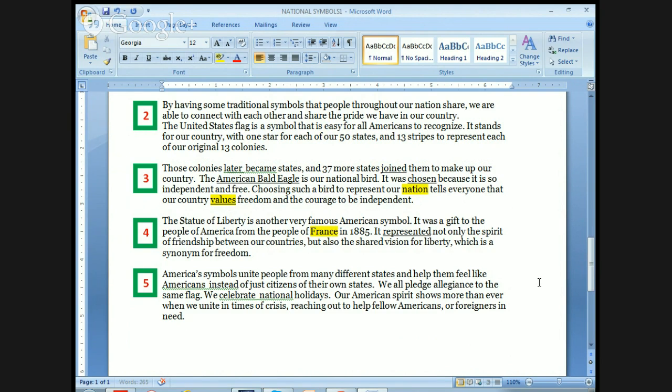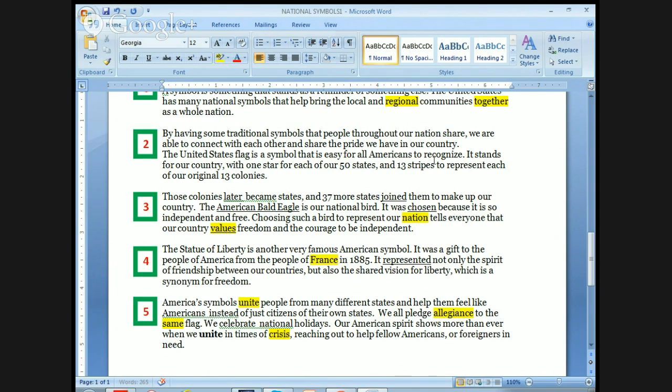American symbols unite people from many different states and help them feel like Americans instead of just citizens of their own state. We all pledge allegiance to the same flag. We celebrate national holidays. Our American spirit shows more than ever when we unite in times of crisis, changing our lives to help fellow Americans or foreigners in need. Okay, very good.